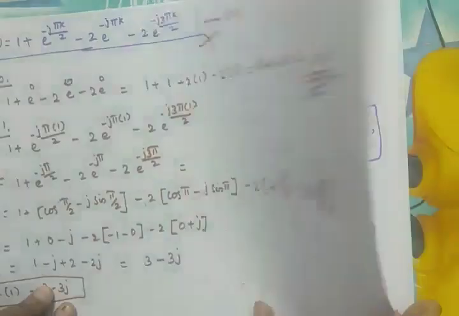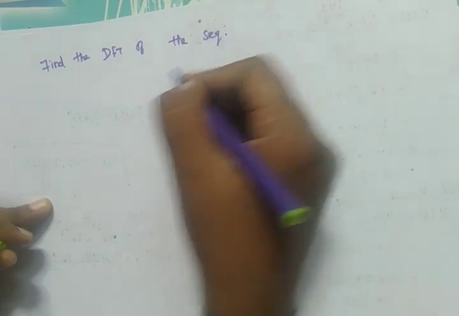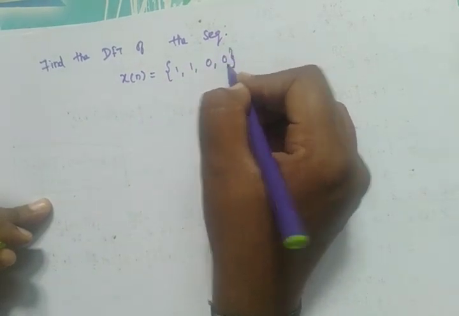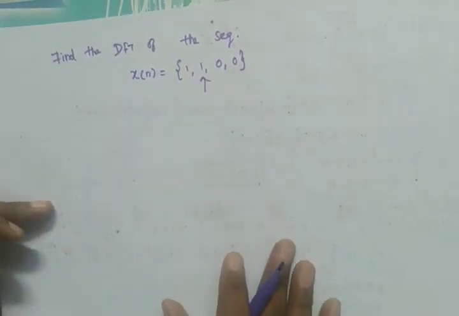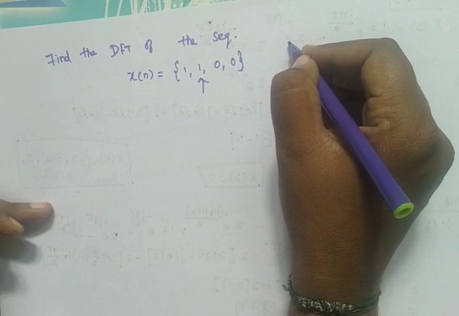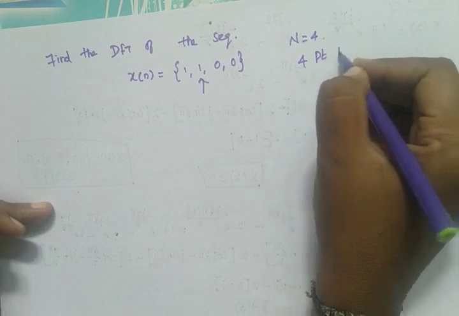Now if we have a question like this, find the DFT of the sequence. Let us take x of n is equal to 1, 1, 0, 0. Here we have an arrow mark. For example, let us take that we have an arrow mark here. What we have to do is, we know how to find. Here again we have N is equal to 4, so we can say this is a 4-point DFT.